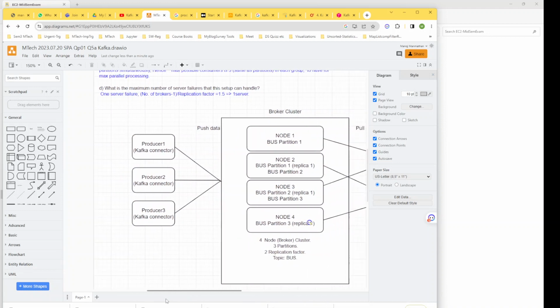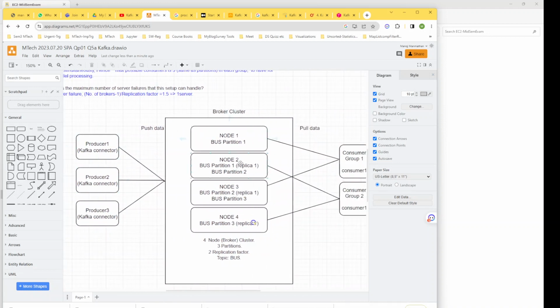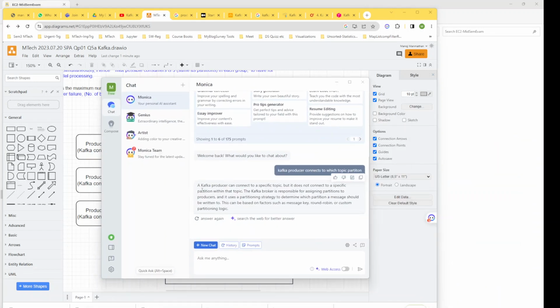Even the input, somewhere I read, will be connected to all the partitions, but it should not go to the duplicated partition. That's why I initially connected to the inside, but then I found it's not proper. Monica was saying a Kafka producer can connect to a specific topic, but it does not connect to a specific partition within the topic. The Kafka broker is responsible for assigning partitions to the producers, and it uses a partitioning strategy to determine.